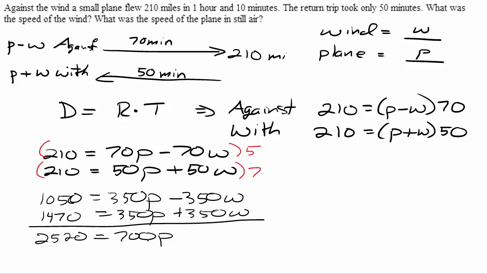Now all you have to do is divide both sides by 700, and you get that 3.6 equals p. We now know that the plane, right, had a speed of 3.6.